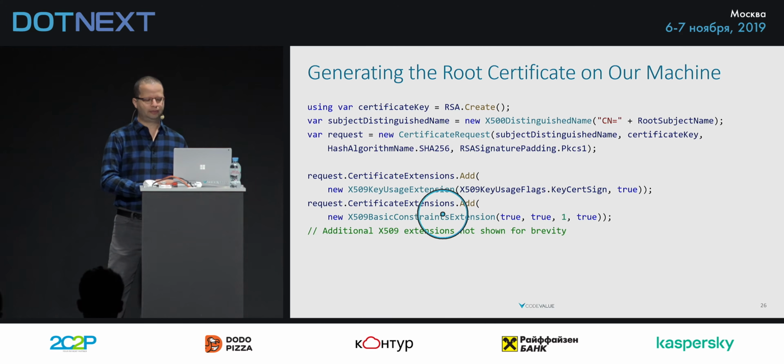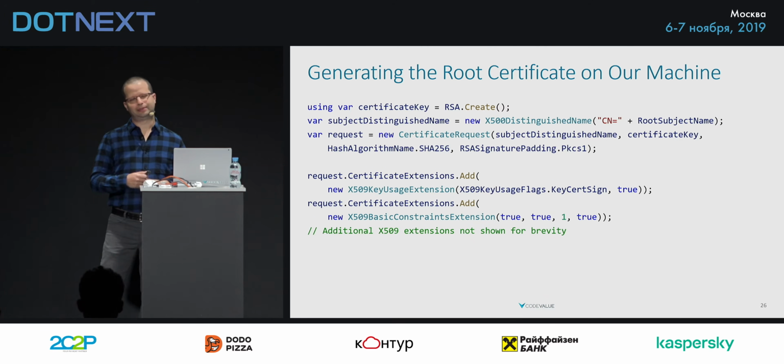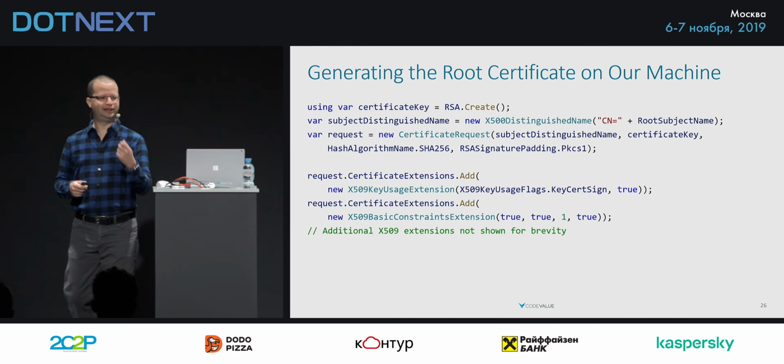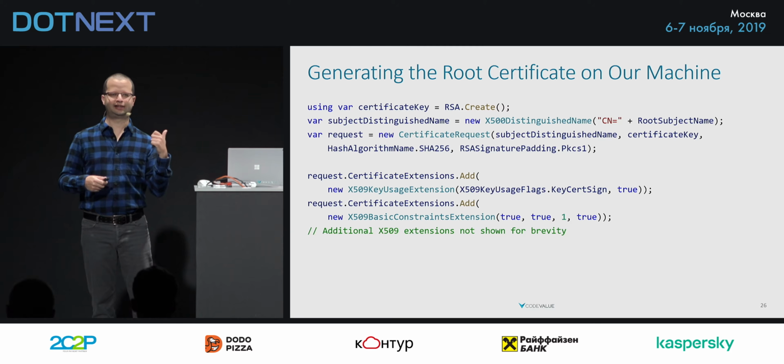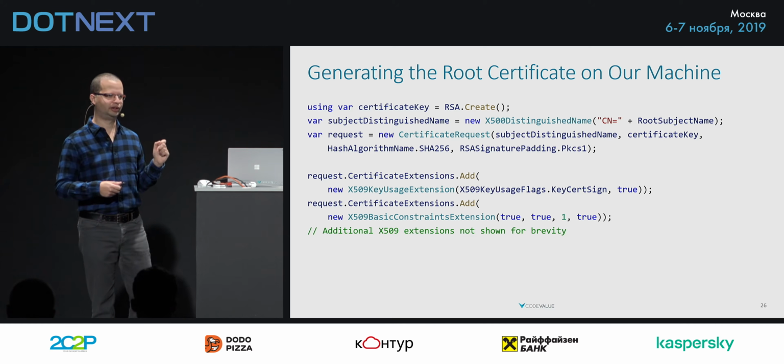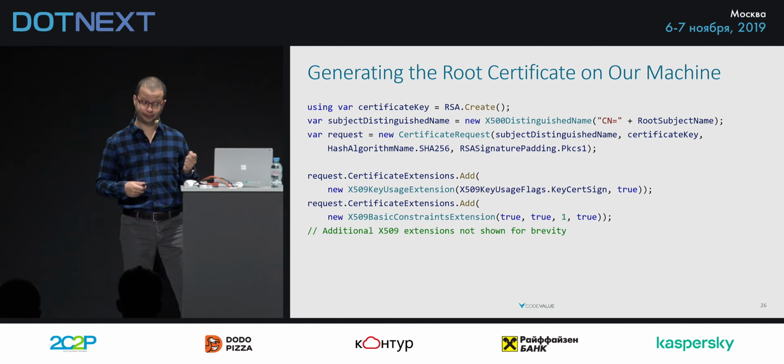And we also add this X509 basic constraints extension. Now this has a lot of parameters, but the first one over here states that this certificate is used for a certificate authority. This is what Key Vault sets automatically to false, and you cannot override, unfortunately, today.